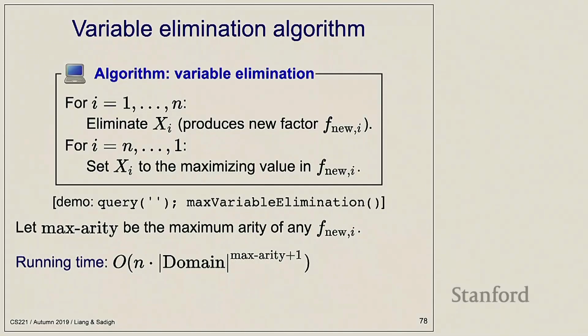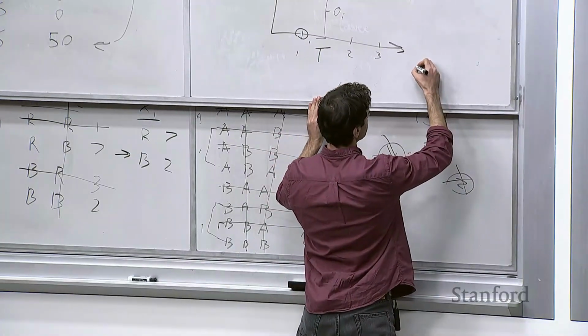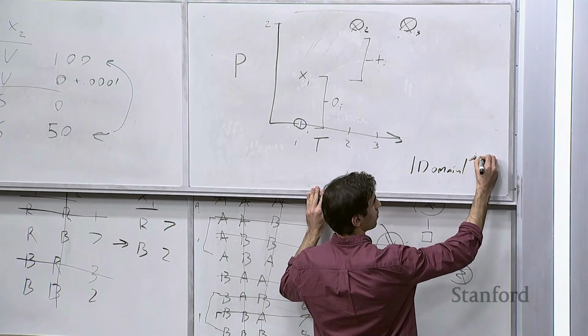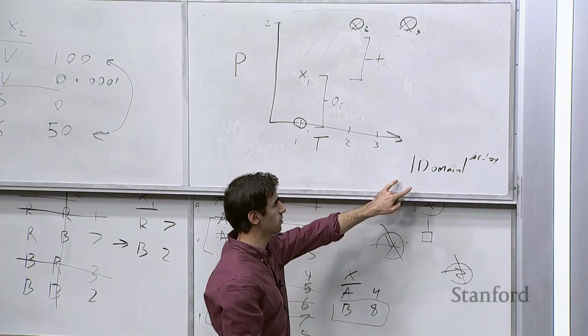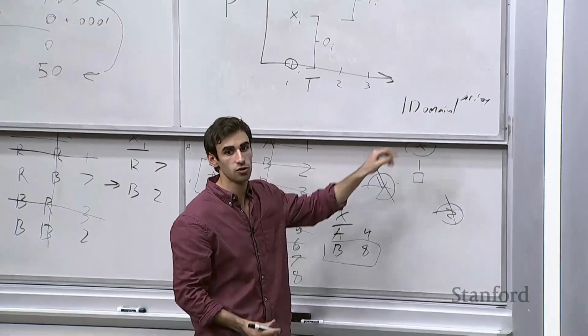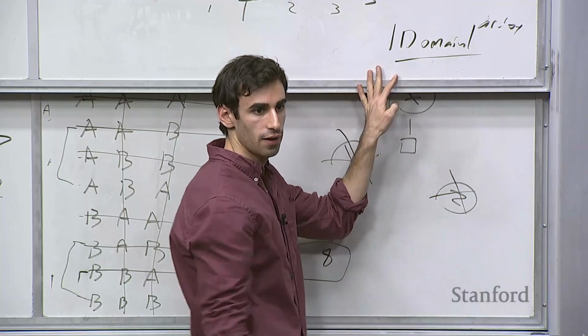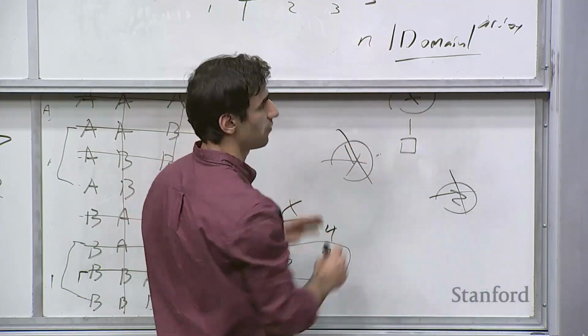OK. So in terms of runtime, basically what you could say is, for each variable, every variable is going to have domain to the arity of the factor touching it. So the factor you create from eliminating a variable is going to have this many rows in it. And then there are n variables that you have to eliminate.